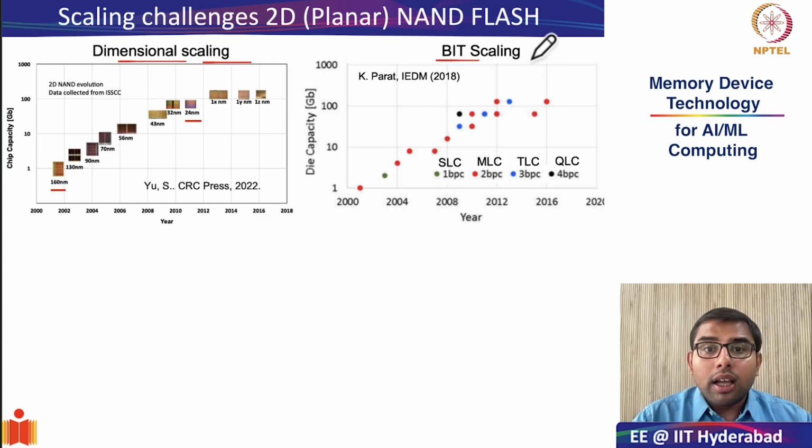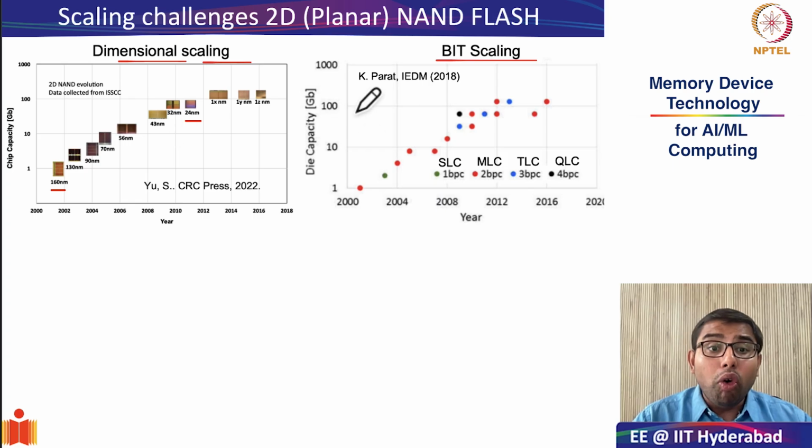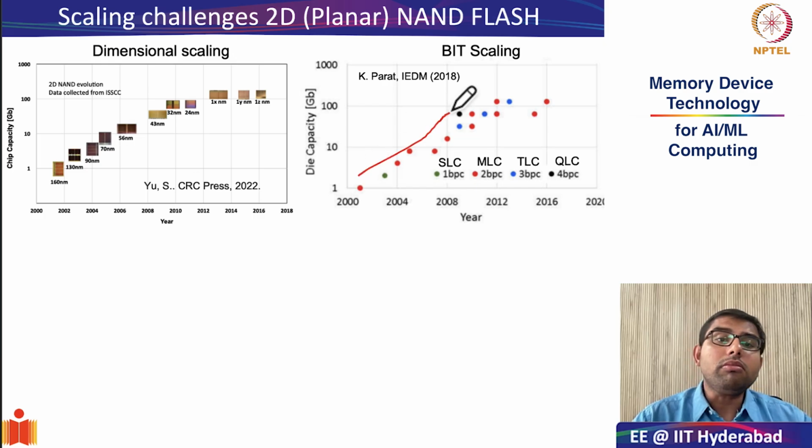This figure also talks about bit scaling. You see bit scaling from SLC, MLC, TLC to QLC. Both of these together helped us achieve almost 100x improvement in die capacity, or memory capacity, in just 1 decade. In just 1 decade, you were able to go from 1 GB to 100 GB.